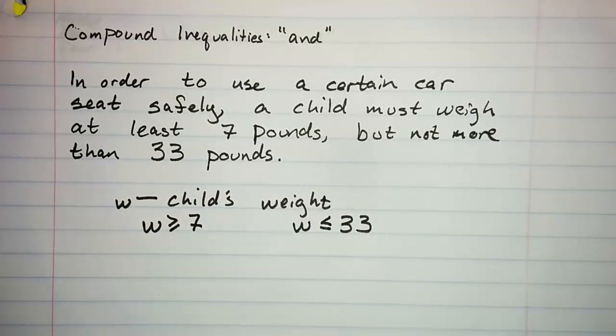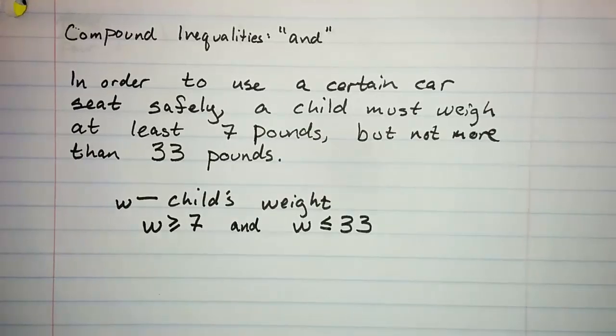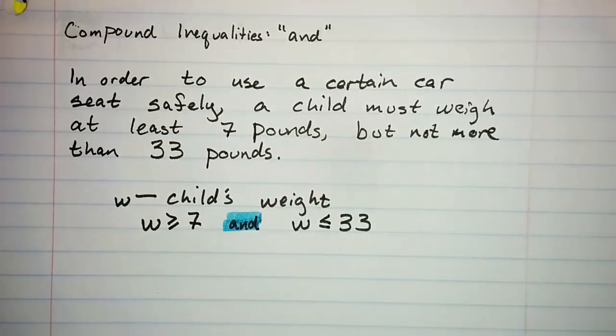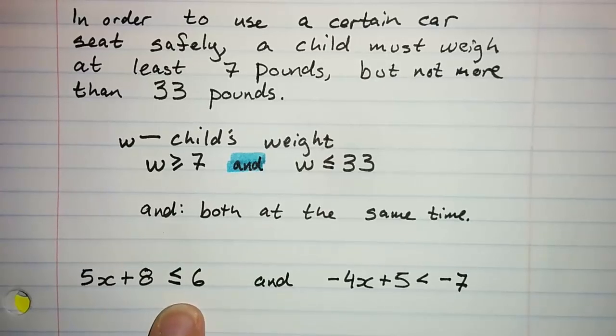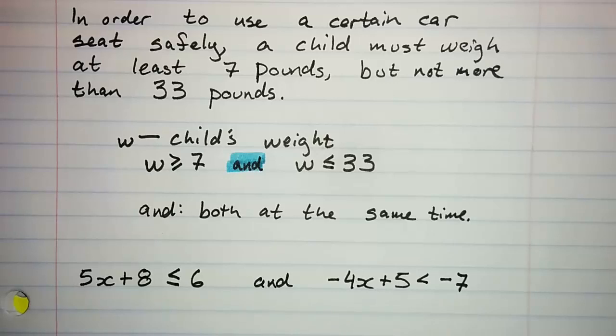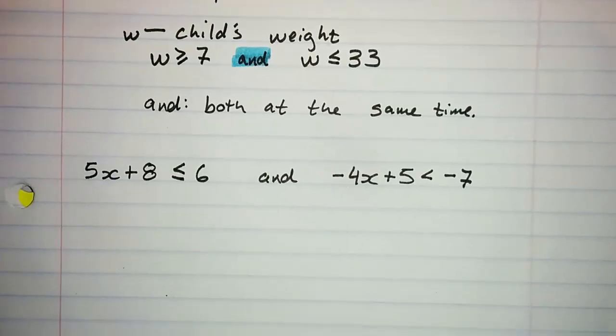To show that we need to obey both rules at the same time, we write the word "and." Right? And means what it means in English. It means both at the same time. Now let's suppose we encounter a compound inequality and we want to solve it. Suppose some situation gave us the following compound inequality: 5x plus 8 is less than or equal to 6, and negative 4x plus 5 is less than 7. How would we go about solving something like this?